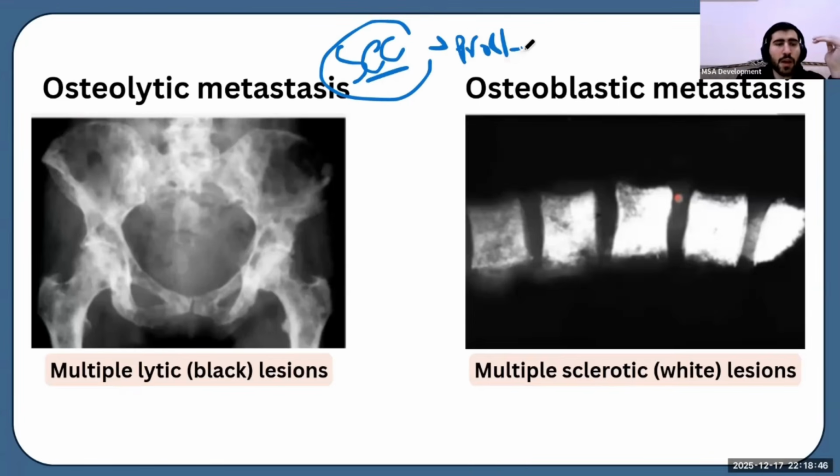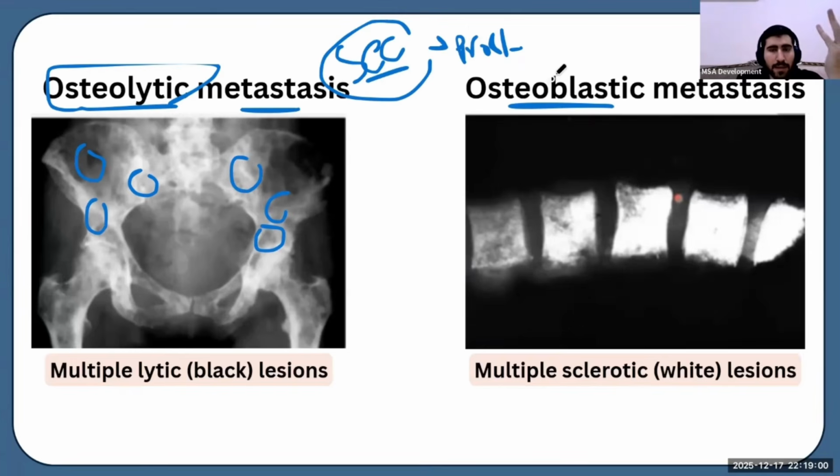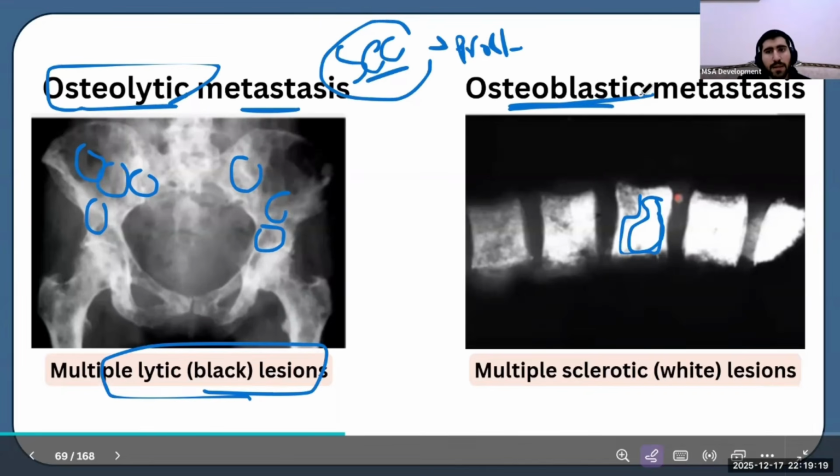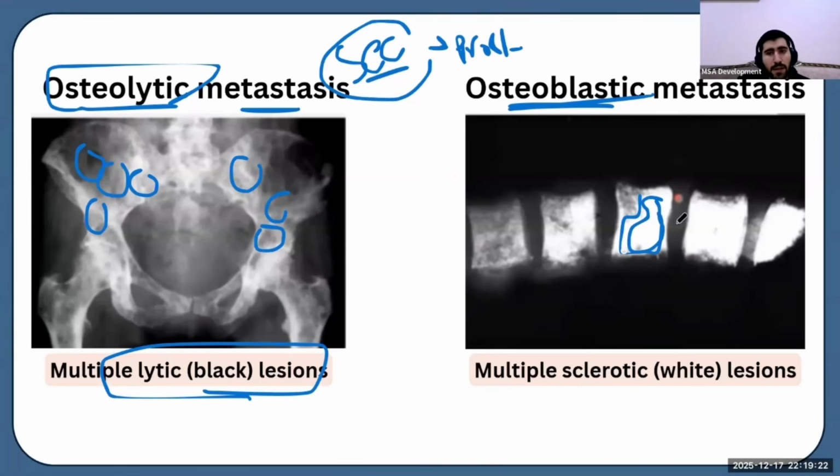Now we have two types of secondary bone cancer caused by metastasis. It can be osteolytic, which is high osteoclast activity, causing a lytic lesion, which is the black ones, or it can be osteoblastic metastasis, where the metastasis goes to the bone and causes proliferation of the osteoblasts, not osteoclasts, and causes very high bone formation. Normally, bone is not that white. So osteolytic metastasis causes high osteoclast activity and black lytic lesions, while osteoblastic metastasis causes high proliferation of osteoblasts and these white sclerotic lesions.